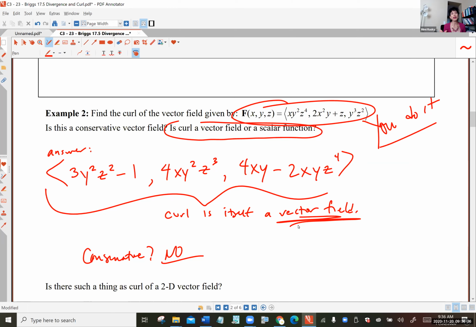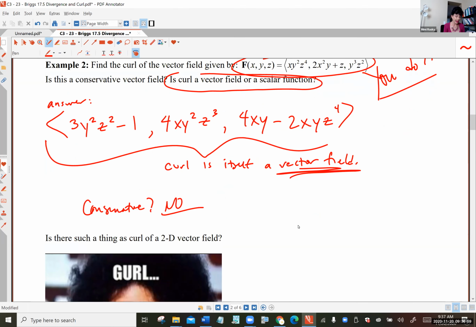Now, here's a little extra for you. Curl involves the cross product. And you guys know from the beginning of the semester, cross product is only meaningful on three-dimensional vectors. You can't do a cross product of a couple of vectors in two dimensions. Doesn't make sense. So what if you were asked to find the curl of a 2D vector field? There actually is something, but different books call it a different thing.